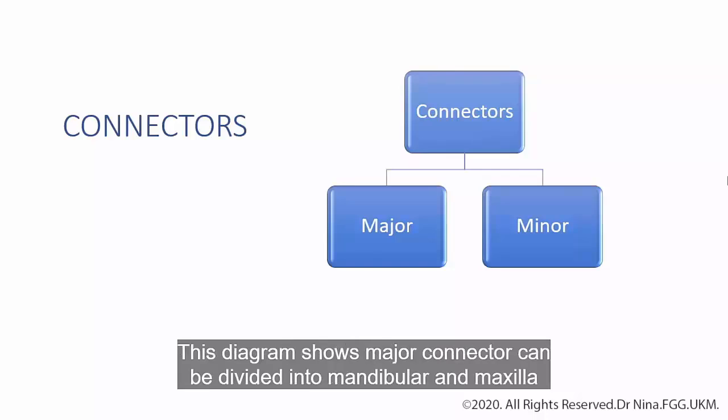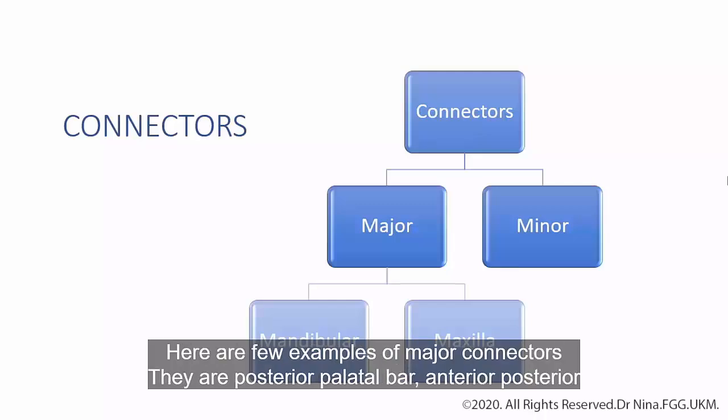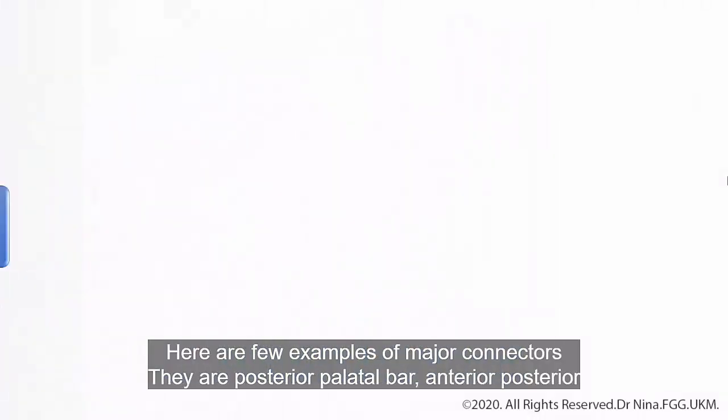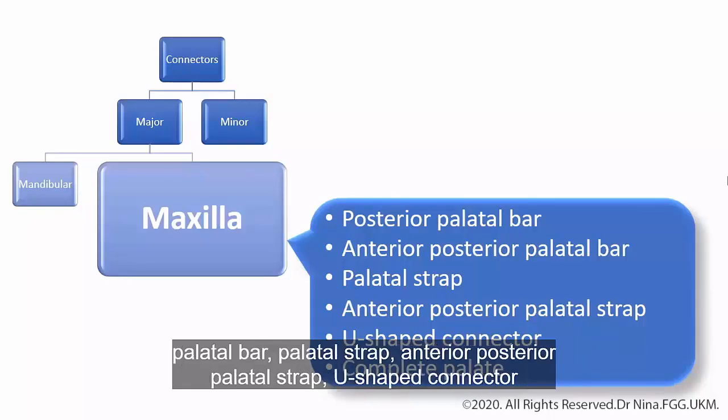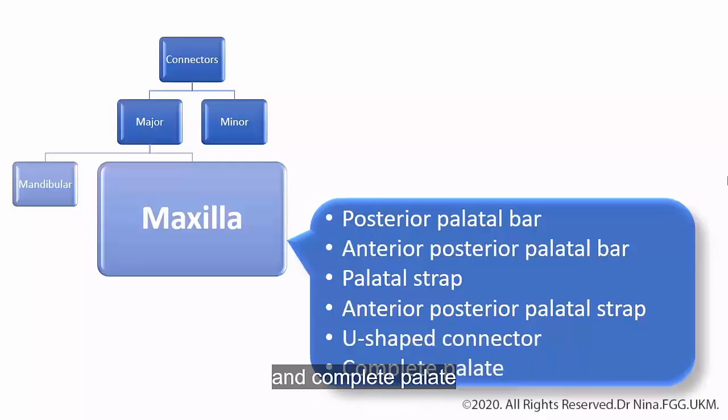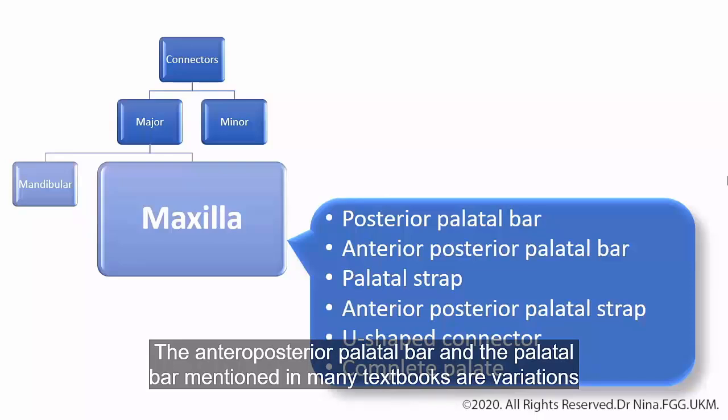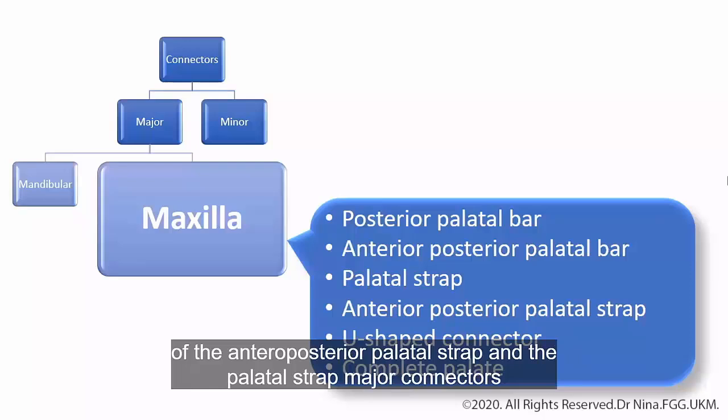So we're going to see from the diagram here that major connectors can be further divided into mandibular and maxillary major connectors, and first we're going to talk about maxilla. So if you can see from the list here are a few examples of maxillary major connectors. They are posterior palatal bar, anterior posterior palatal bar, palatal straps, anterior posterior palatal straps, U-shaped connector, and complete palate. Now, the anterior posterior palatal bar and the palatal bar mentioned in many textbooks are just variations of the anterior posterior palatal straps and the palatal strap major connectors.